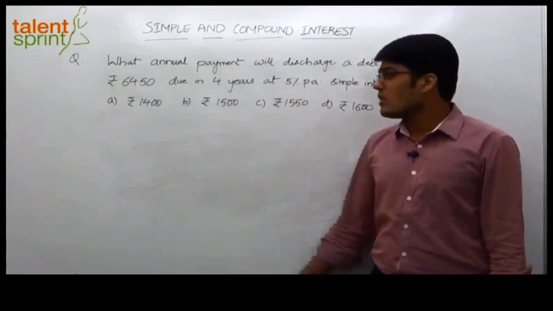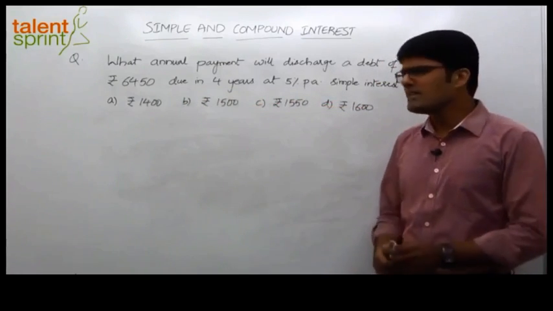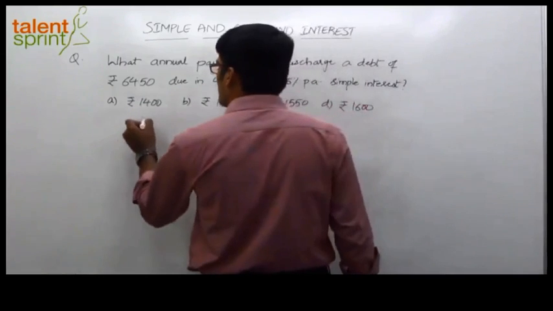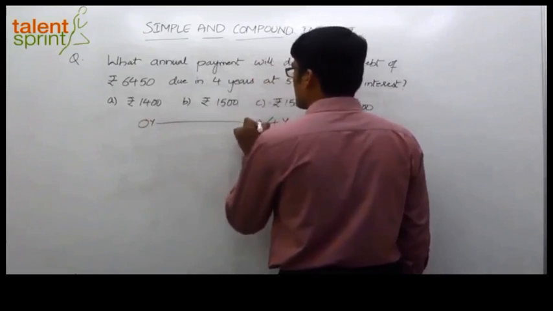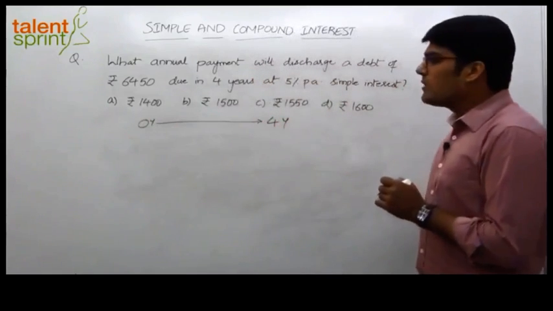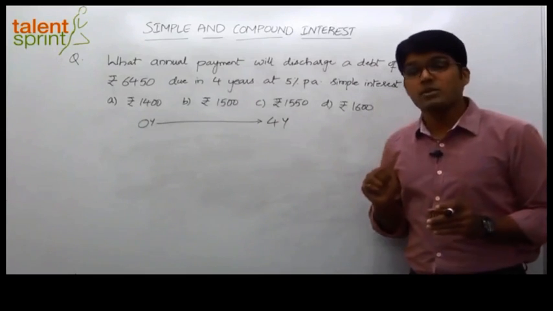So how do you solve this? Options are 1400, 1500, 1550, 1600. See, understand, how much is the time duration? 0 to 4 years. Are you able to follow? Now if you observe, we have to give an annual payment. So how many payments will you make? 4 payments.